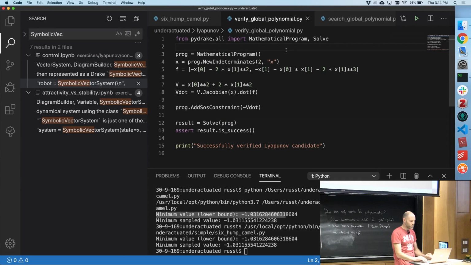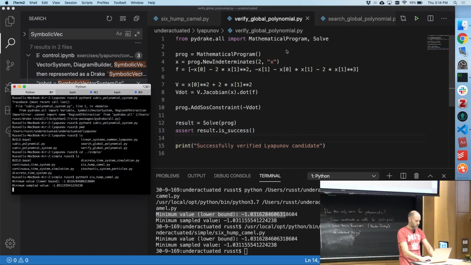All right, I'm going to make a new mathematical program, construct my indeterminates, which are different than decision variables, right? I write my f, write my v. Those are all worthwhile lines. That's pretty good, right? V dot is just the Jacobian of v times f. Add a sums of squares constraint, saying negative v dot should be a sums of squares. Solve.